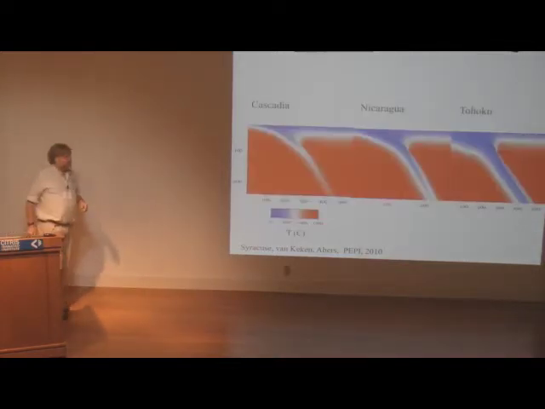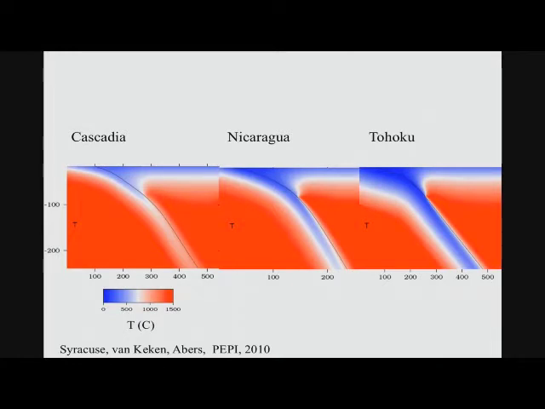Here are some simple examples of the temperature distribution. I'm going to be focusing on a hot arc, Cascadia, which has low convergence velocity of young oceanic lithosphere; Tohoku, fast convergence of old lithosphere; and then Nicaragua kind of in between. This is down to about 230 kilometers. Notice that the horizontal axis is stretched just to make these pictures fit on the screen. They don't all dip in the same way.